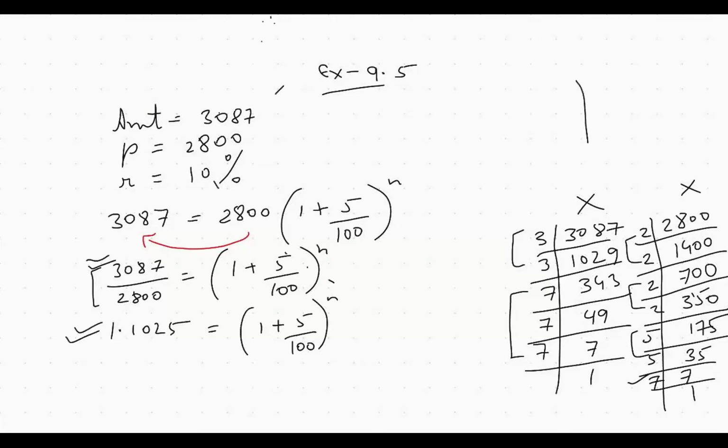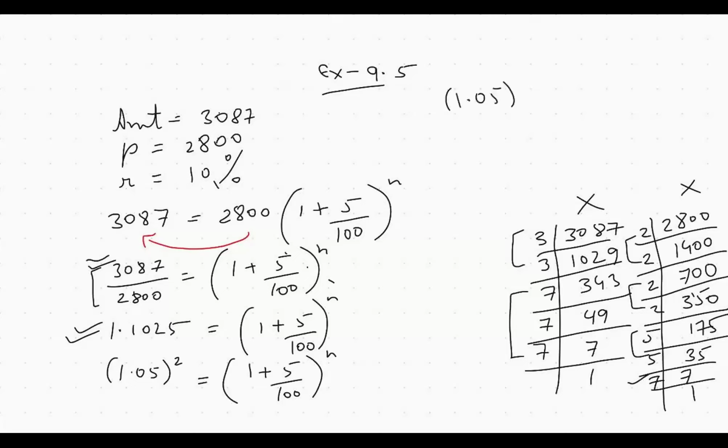The square root of 1.1025 we can do in this step. So what will we get? 1.05 squared equals 1 plus 5 by 100 raised to the power n. Now we will solve 1 plus 5 by 100. Let's solve it. I'm writing it here: 21 by 20.